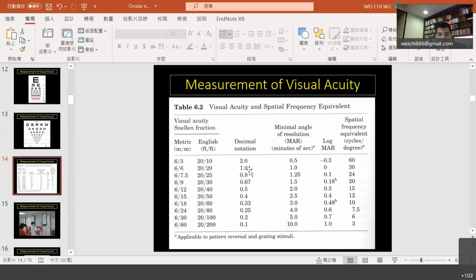So 0.5 vision is worse than 1.0 vision, but you could not say that the vision of 20/20 is twice that of 20/40. Their relationship is not linear, so you have to transform to logMAR vision over here. This is the minimum angle of resolution. After you transform to a log, which is a little bit complicated, you would get a linear relationship.